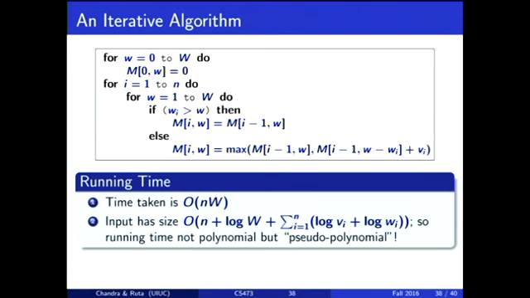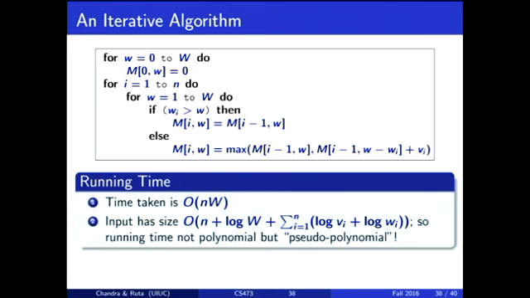Only log of W, right? So it only takes 5 digits to write 10,000, right? And then I say, okay, item 1, value is 2000, weight is 50, item 2, something, right? What is the running time of this algorithm? It is n times W, not n times log W, which is the size of the input, right?